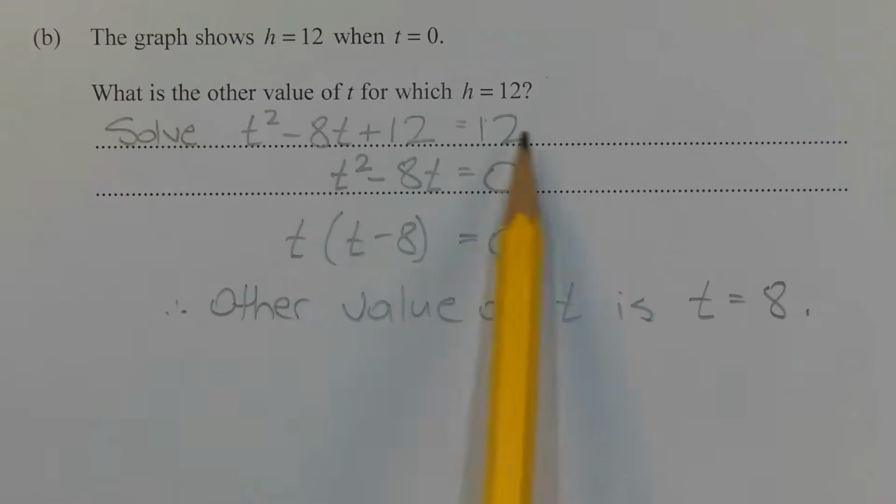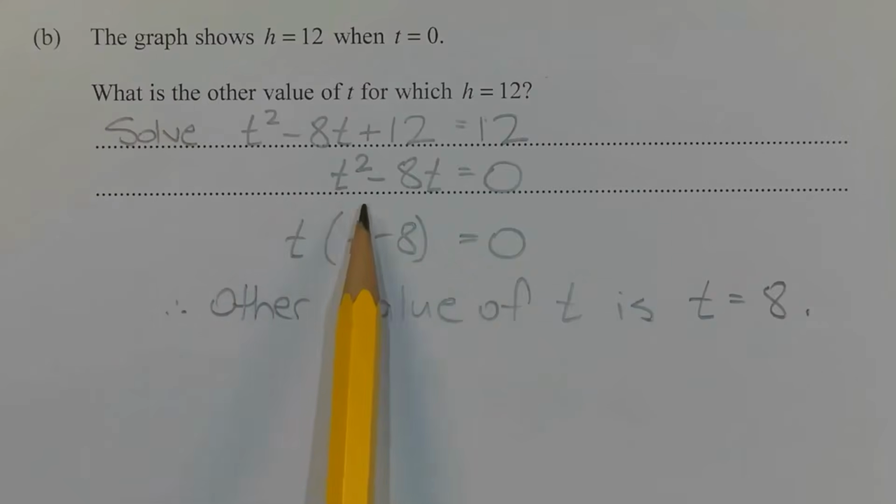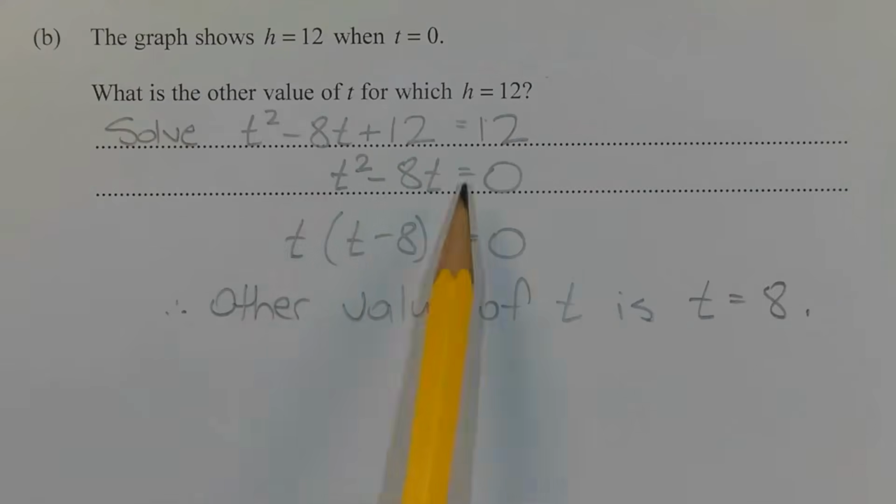So solving this equation for t, we subtract 12 from both sides of the equation. We get t squared minus 8t is equal to 0. Factorising the left-hand side, we get t times t minus 8 in brackets equals 0. And by the null factor theorem, we get t equals 0 or t equals 8 as the two solutions. But we know that t equals 0 is one of the solutions already. We just need the other solution. So the other value of t, for which h equals 12, is t equals 8.